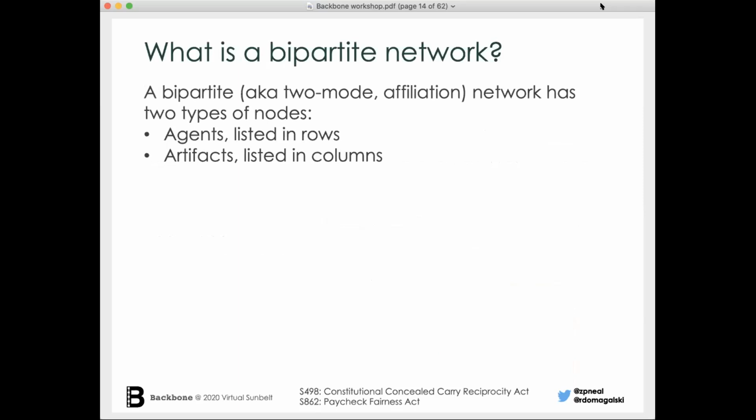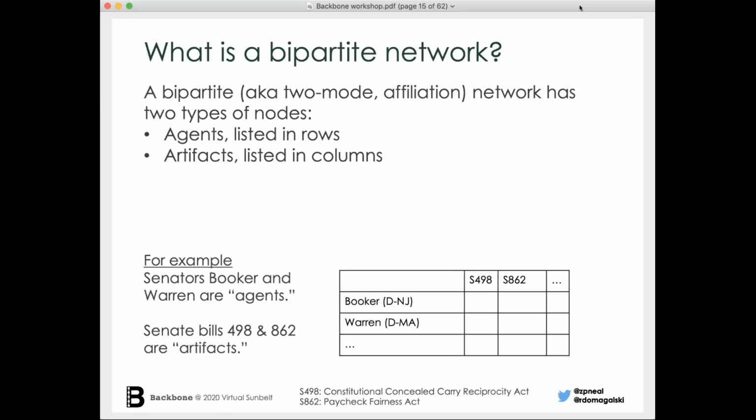So we can jump right into it. What is a bipartite network? Well, bipartite networks, in different fields, sometimes go by different names. Bipartite networks are sometimes also called two-mode networks, sometimes also called affiliation networks. But in general, bipartite networks are characterized by having two types of nodes. So we'll call these two types of nodes agents and artifacts. The agents are listed in the rows of our matrix, and the artifacts are listed in columns.